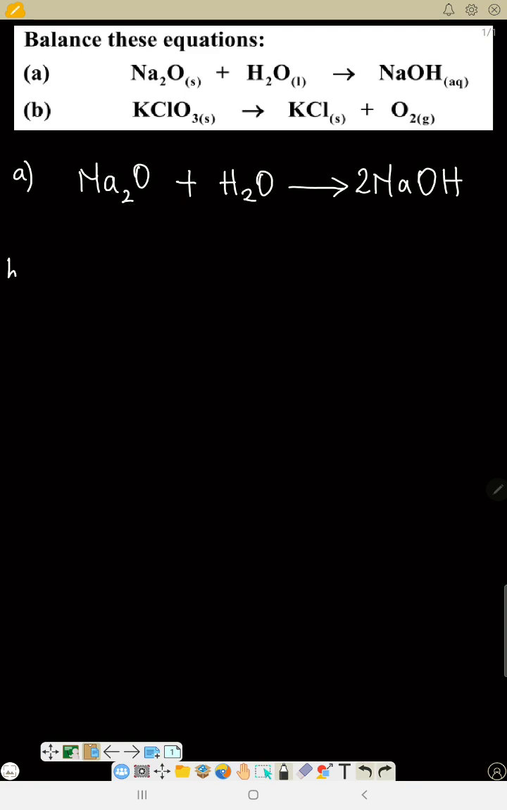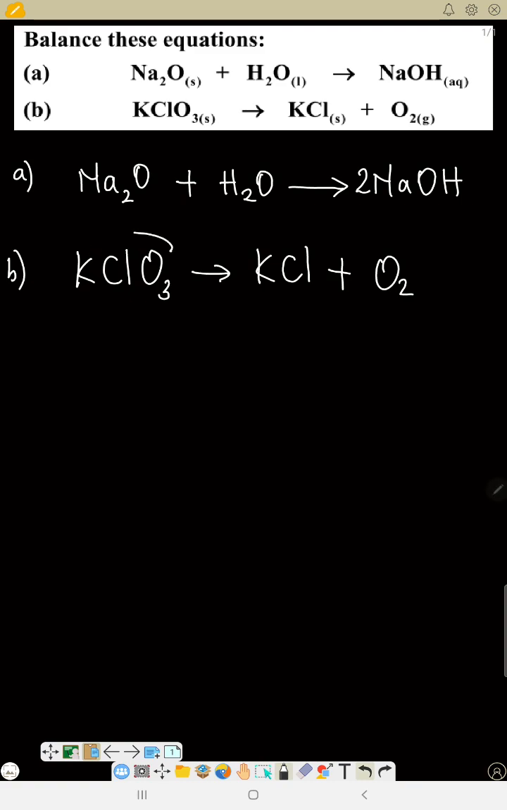So the second one, KClO3 to give KCl plus O2. So yeah, start with the side with the highest atom.